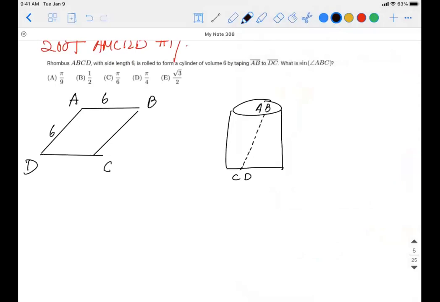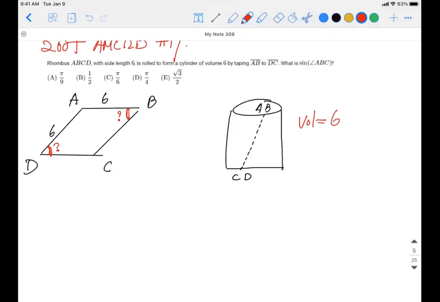The question says, after you roll them, the volume goes to 6. With all the information, what's the value for sine ABC? Sine ABC is the same as sine ADC. So how do we do such a problem? I think this is a basic definition of trigonometry, right?